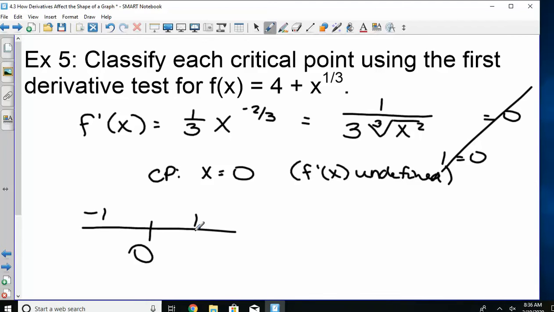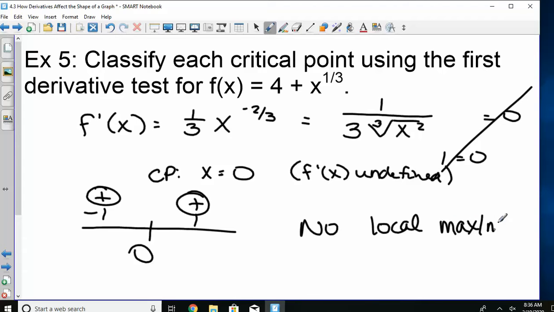So we need smaller and larger. If I put in a -1, 4 plus the cube root of -1, sorry, I'm putting this into the derivative, aren't I? I'm not finding my y value yet. If I put in a -1, squared is 1. Cube root of that is 1. So you get 1/3, which is positive. You put in a positive 1. 1 squared is 1, cube root is 1, so you get 1/3, so it's again positive. What does that tell me? We have no local max or min on this graph.